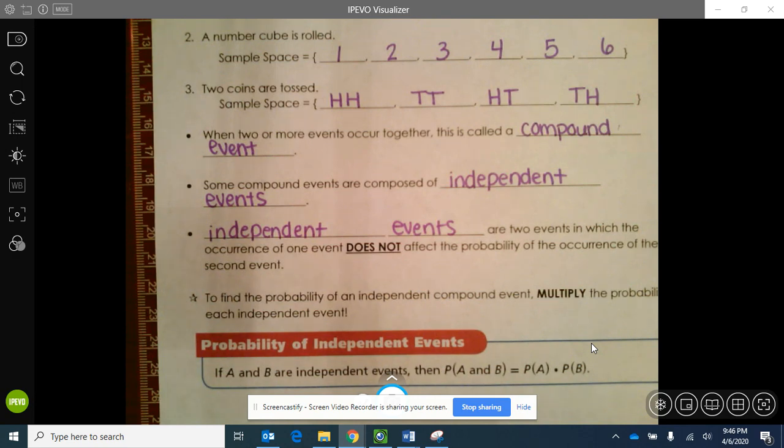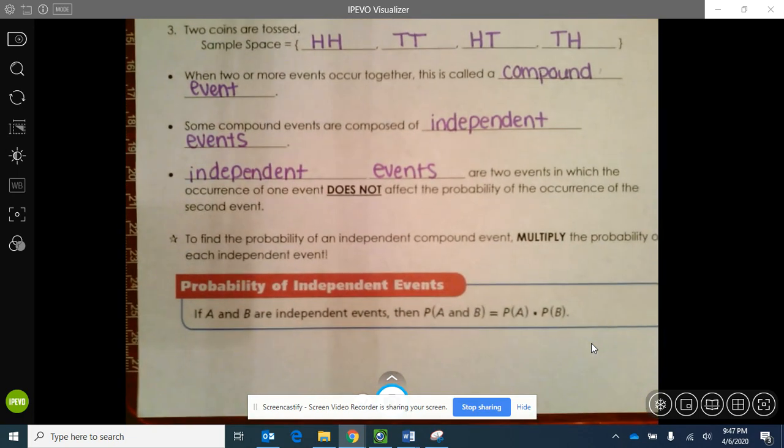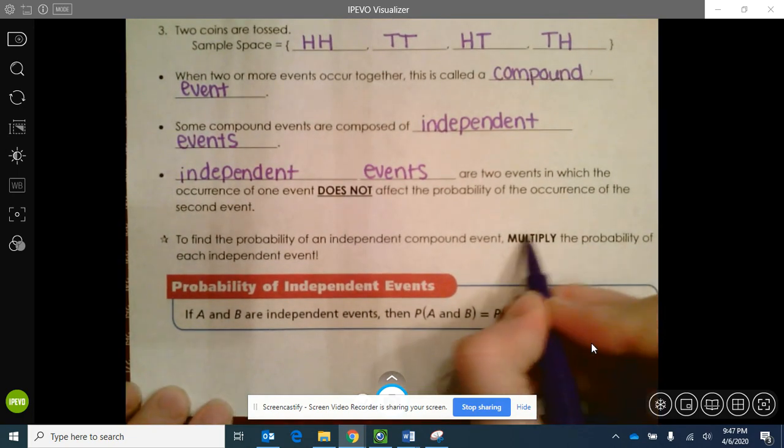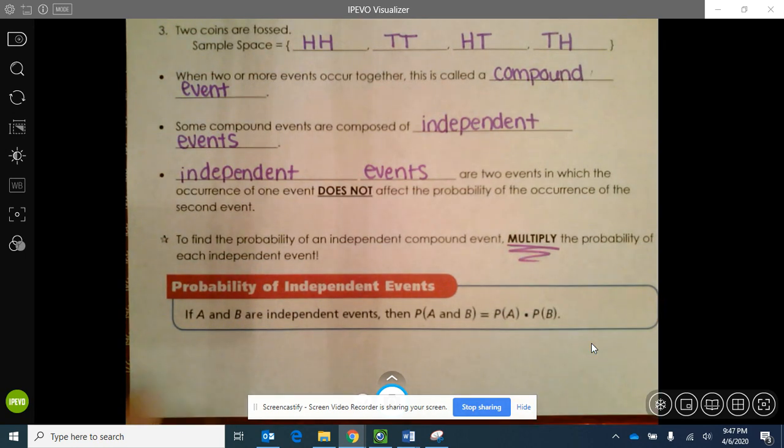So for example, if I was flipping a coin and spinning a spinner, what I flip on that coin first has no influence on what I'm going to spin on the spinner. So those would be independent events. Okay, so to find the probability of an independent compound event, we're going to multiply the probabilities together.